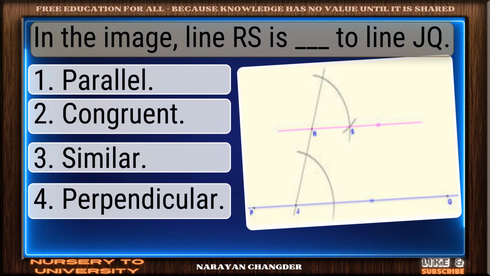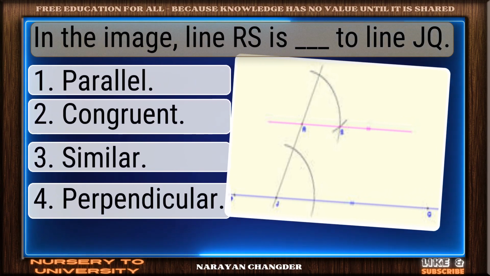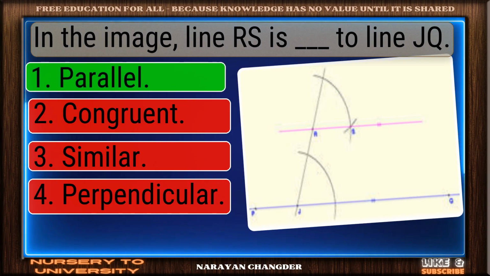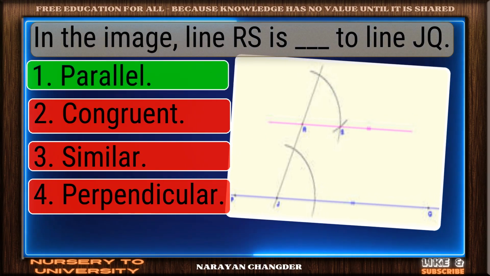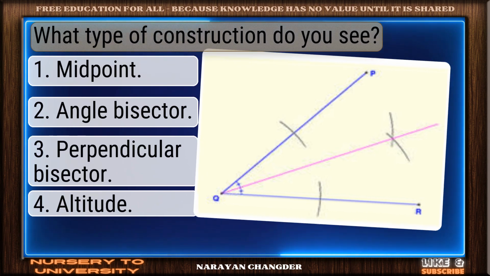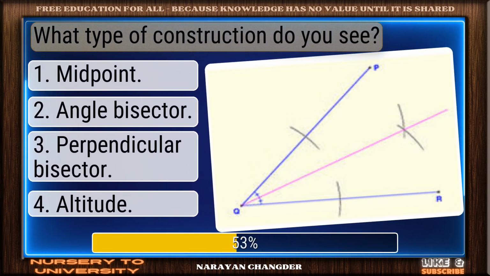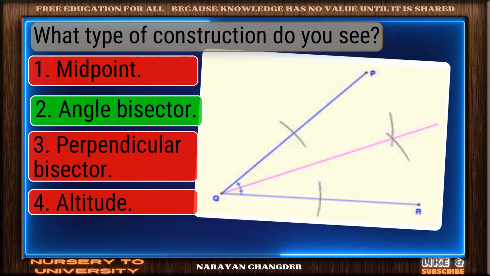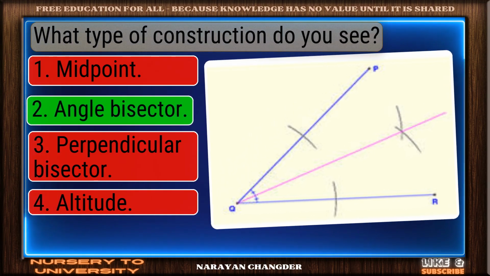Question number 14. In the image, line RS is related to line JQ. On track. Parallel is the correct answer. Question number 15. What type of construction do you see? Great job. Angle bisector is the accurate answer.